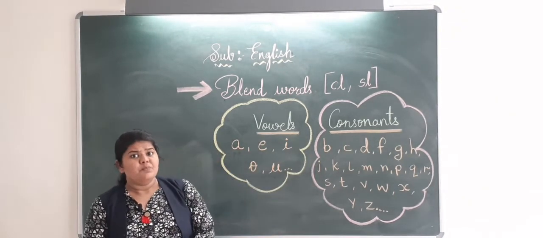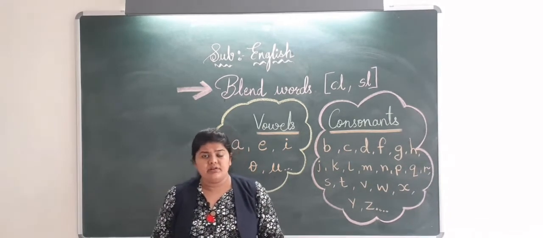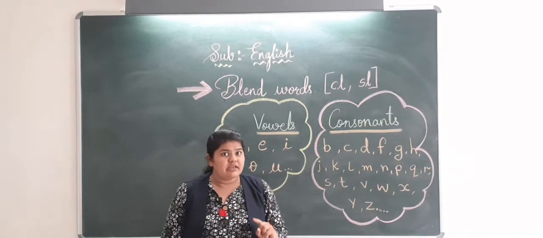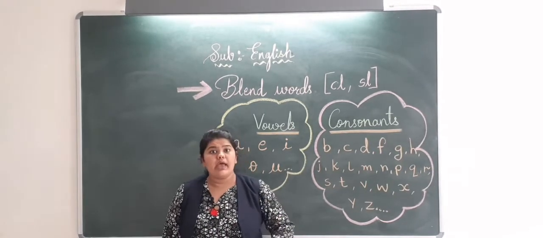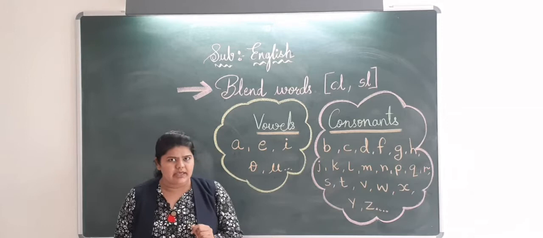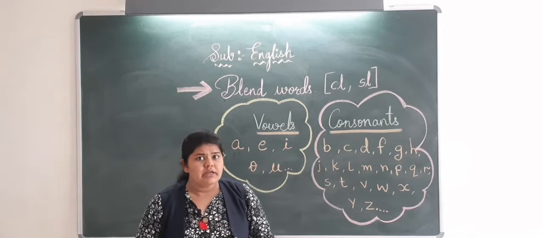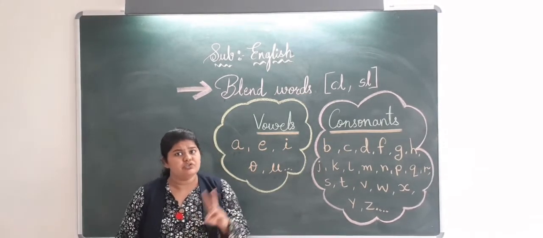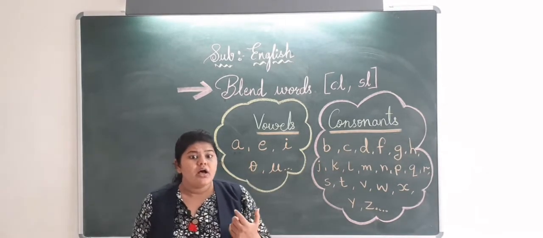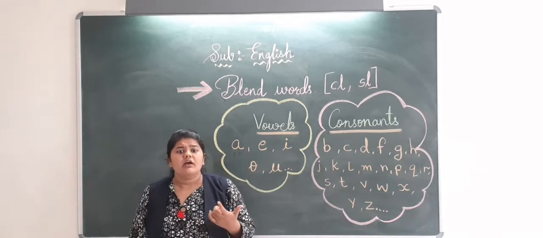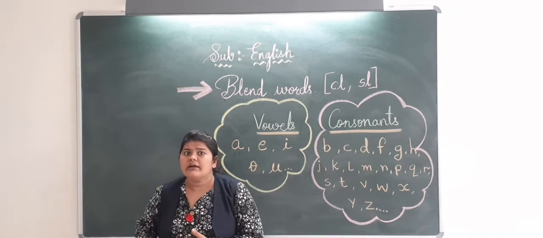So, in blends, we will learn the pronunciation and spelling sounds when blends are put together, or blended. Today we will learn two blend words, that is CL and SL. CL is claw. Now you see CL together is claw.